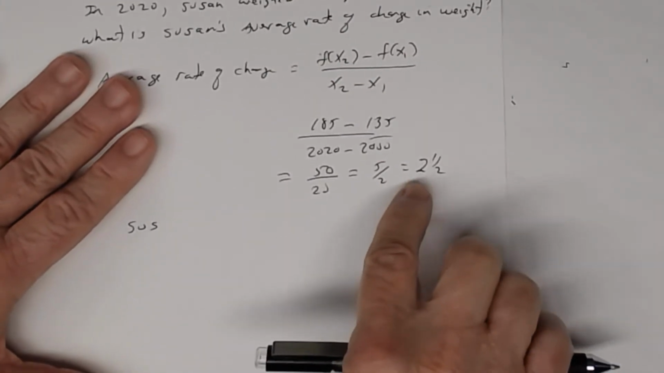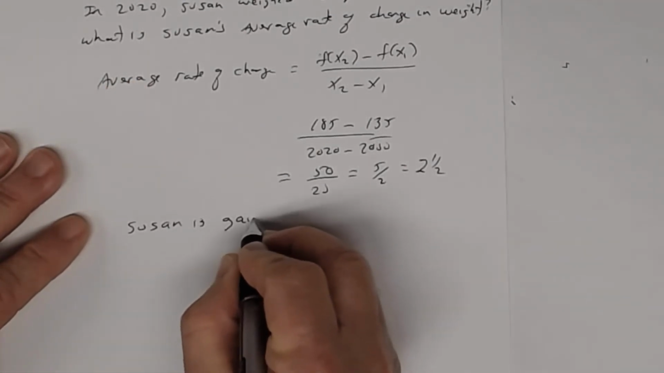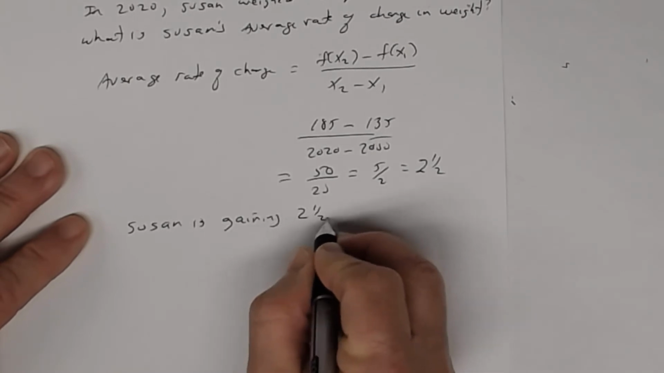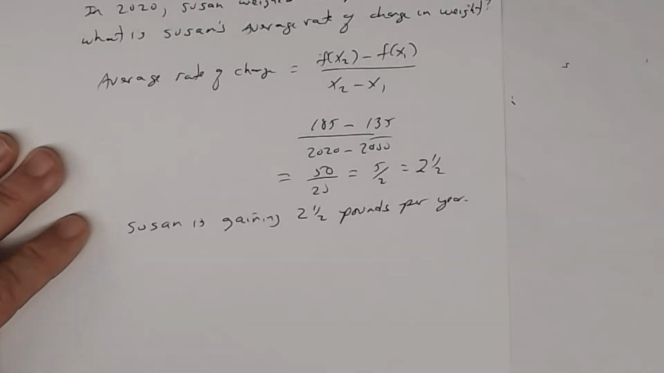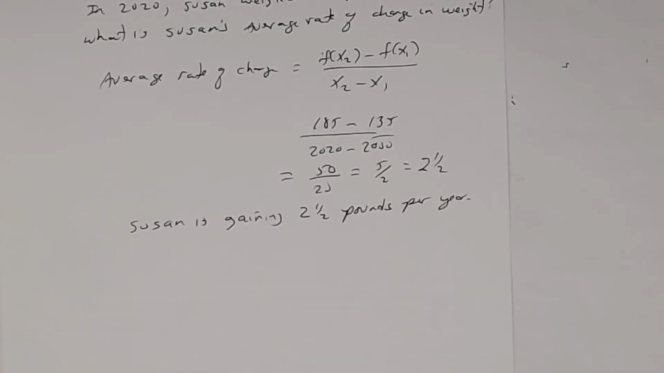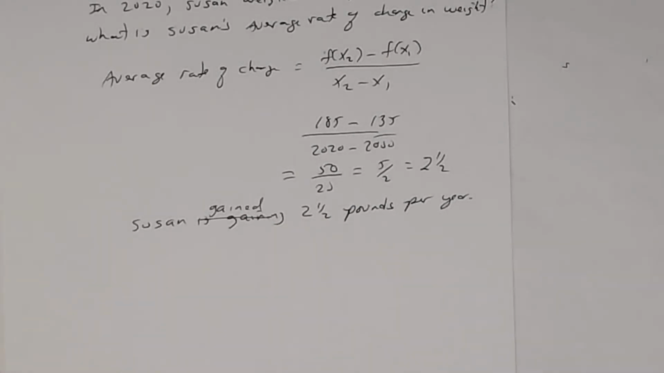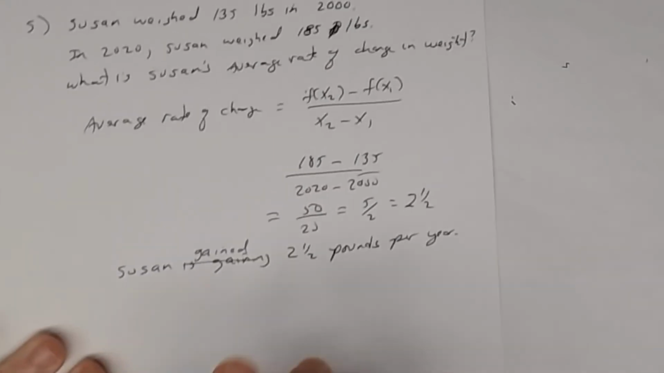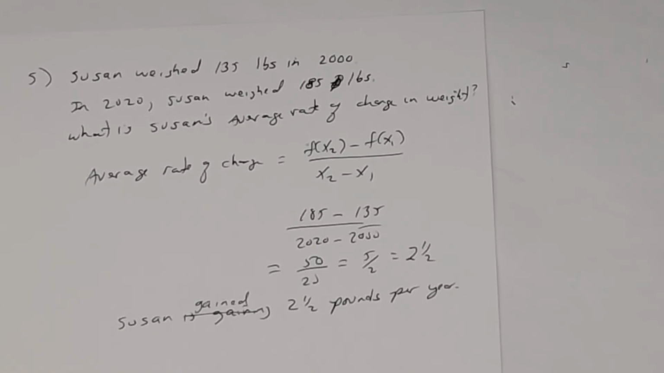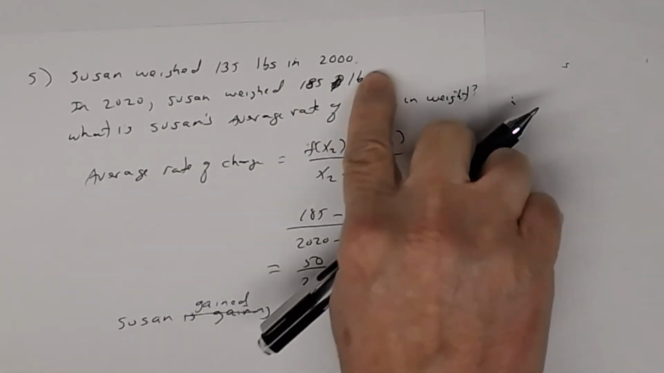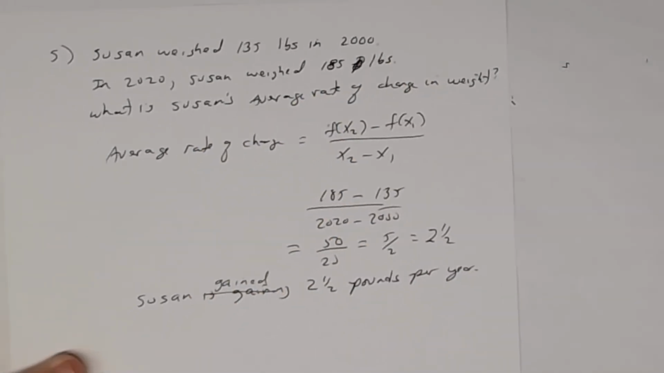And that's what this is right here. So Susan is gaining 2.5 pounds per year. That's what that means. Susan gained 2.5 pounds per year between 2000 and 2020. And it's positive. It had to be positive because notice her weight increased from 2000 to 2020. All right, that was number 5.